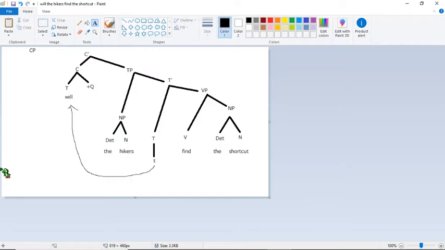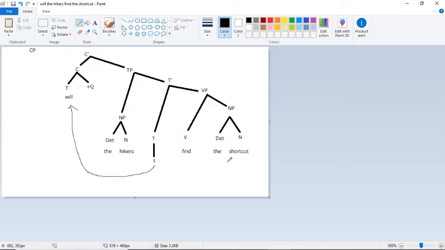But essentially, in WH questions where we're asking about the object, we're going to use inversion, because we have to invert the subject and the auxiliary, moving the will to the front. And now I need to then trace the object of the sentence. And I'll show you how to do that right now. So in the WH question, the WH question is, what will the hikers find? Right? So this shortcut is what's being asked about in the WH word.